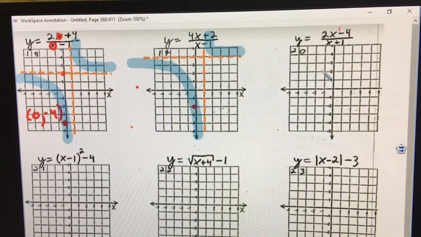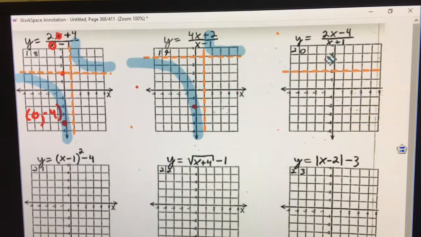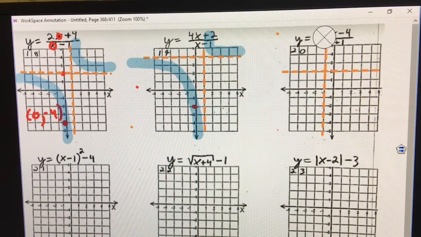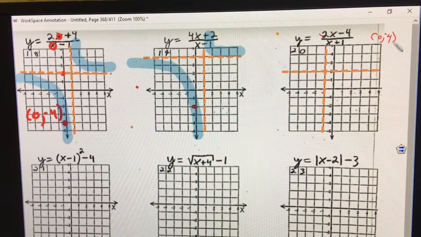Same process, degree of the top is the same as degree of the bottom. So I'm going to do the 2 over the 1. Horizontal asymptote is going to be at y equals 2. Where's the vertical asymptote going to be? x equals negative 1. Now, Jihad, I want to throw 0 in for x. If you just hide the x's, aren't you left with negative 4 over 1? So when I throw 0 in, that's going to give me 0, comma, negative 4. So I go to 0, negative 4.